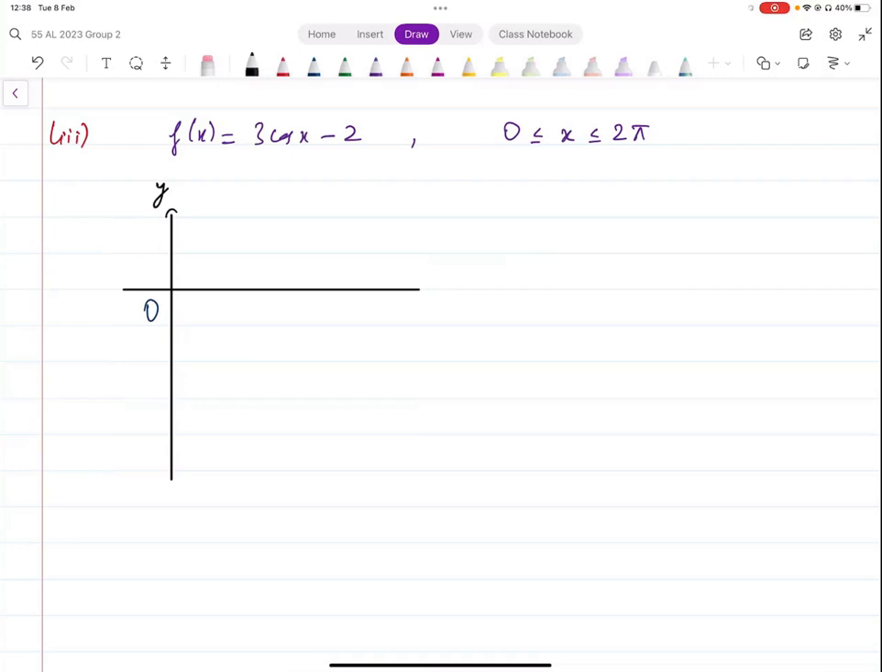This is the y-axis, this is the x-axis. I've got some values in the y-axis, -1, -2, -3, -4, -5. And then I need to go from 0 to 2 pi. This is 0. Let's say 2 pi is here. In the middle, we're going to have pi and pi over 2 here, and then 3 pi over 2.